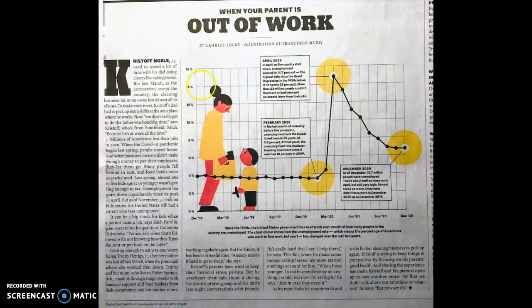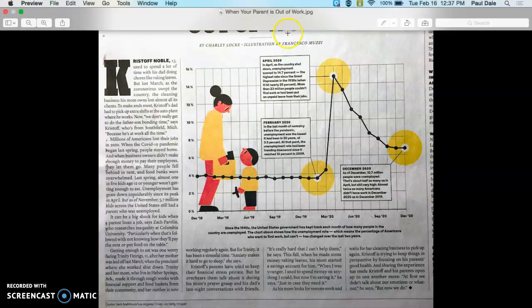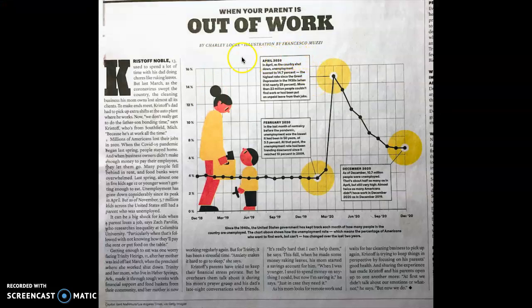Okay, hey everyone. I'm going to take this video of me reading this article and explaining a few things so that you can watch it and rewatch it in order to understand the article better. Okay? So remember, we're working on paying attention to the text structure of what's called cause and effect, like one thing happens and that affects another thing, etc. Okay? So this one is called When Your Parent is Out of Work. It's by Charlie Locke and illustrations by Francesco Musi.